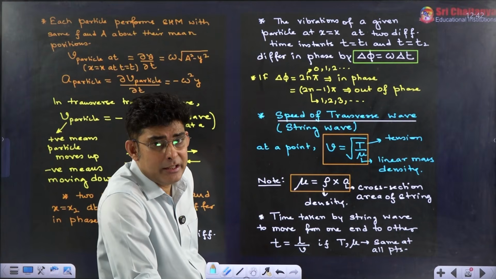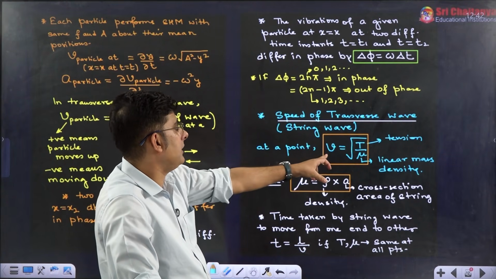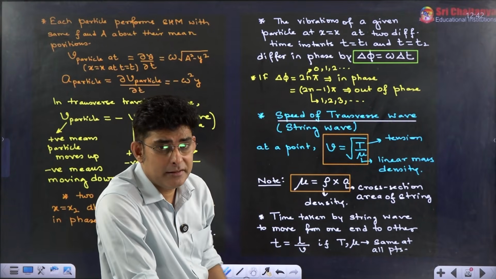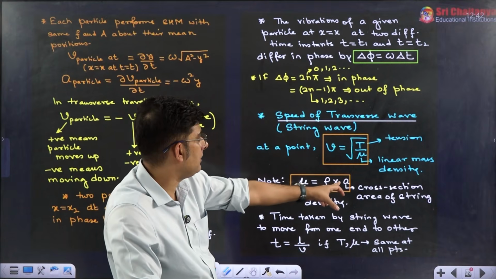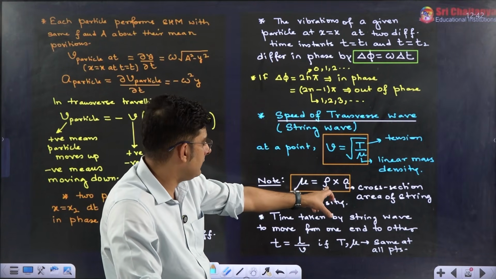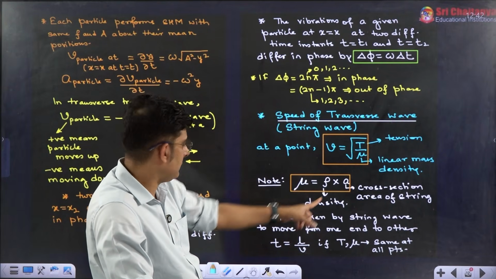Now transverse wave, if you are taking a string wave in a string, the speed is given by under root T by mu. T is tension, mu is the linear mass density or mass per unit length. Mass per unit length is sometimes also written as density multiplied by area of cross section, because mu is mass by length and rho is mass by volume. So mu is rho into A, remember this.